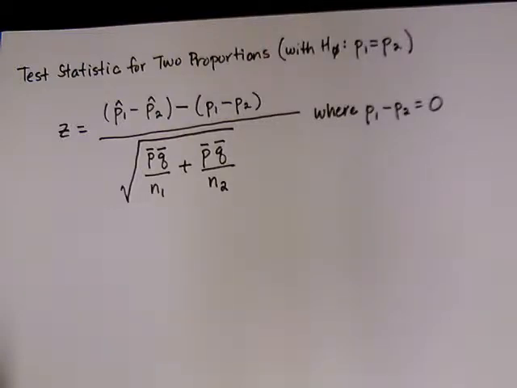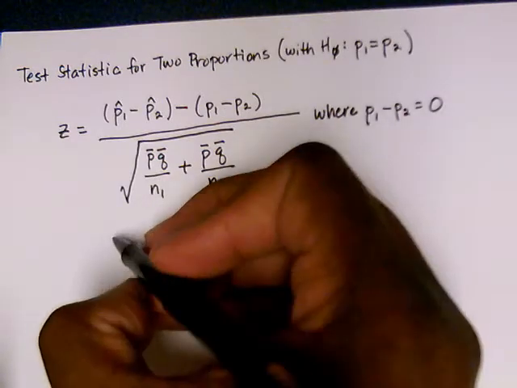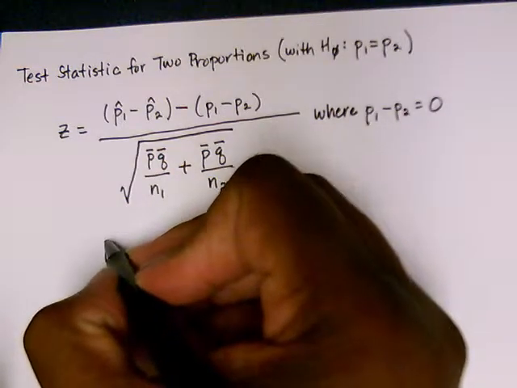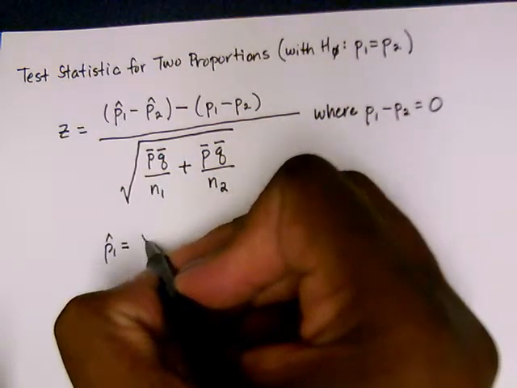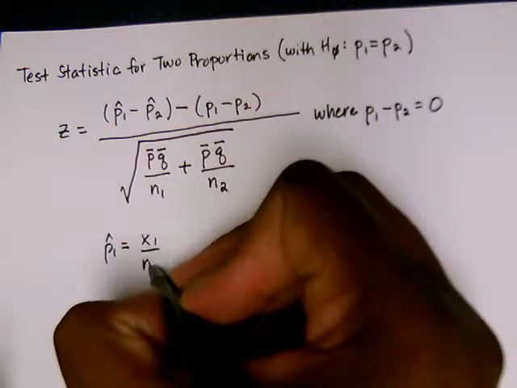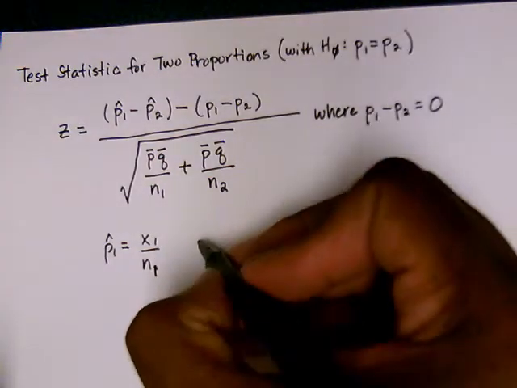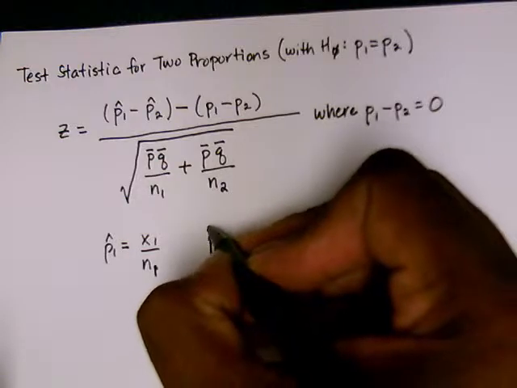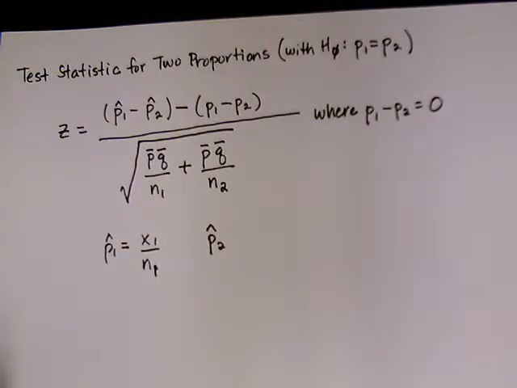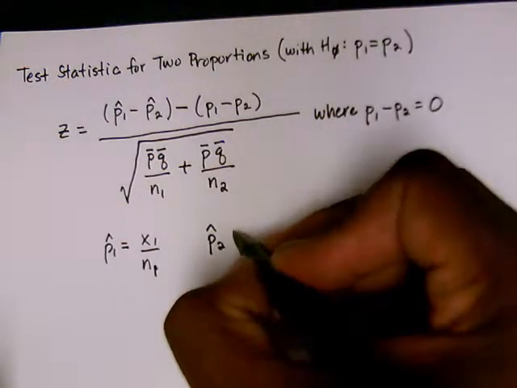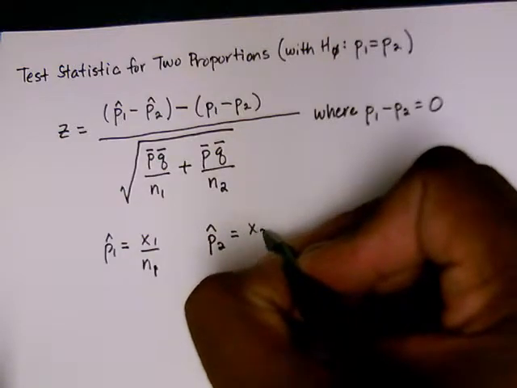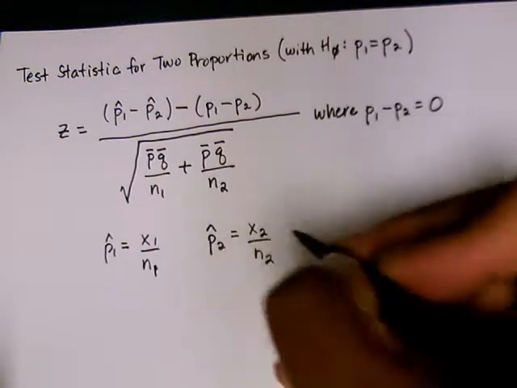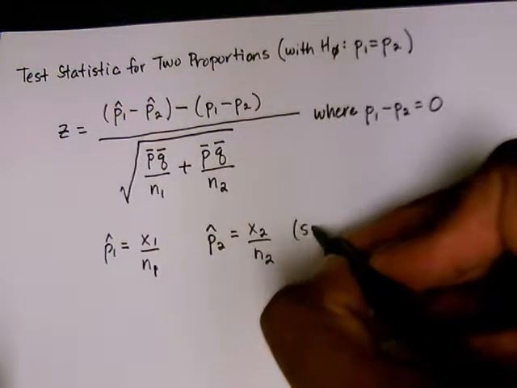Now let's explain what some of these variables represent. P1 hat, as I've already mentioned, is of course x1 divided by n1, and P2 hat would be x2 divided by n2. Those are your sample proportions.